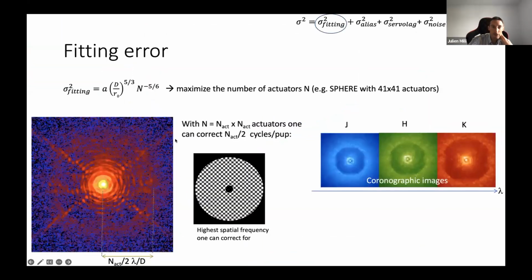So first of all, I told you about this fitting error. With the extreme adaptive optics systems, this is really the first time that we could clearly see the adaptive optics correction radius, which is seen in this series of images here in the J, H bands. Then you see it scales with wavelength because it's proportional to lambda over D. And that corresponds to really the highest spatial frequency that you can create with your deformable mirror. So it corresponds to the number of actuators over 2 times the number of cycles per pupil.